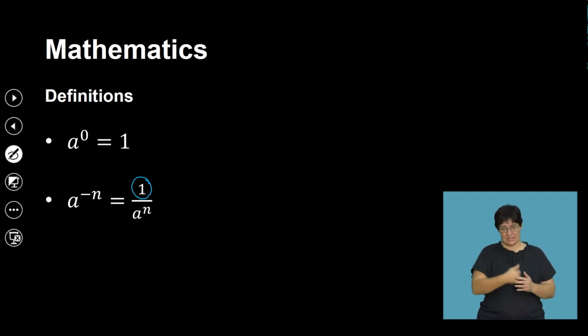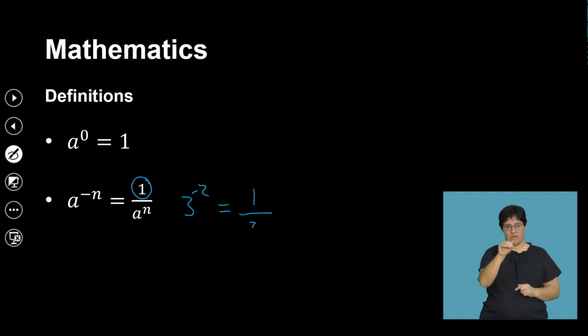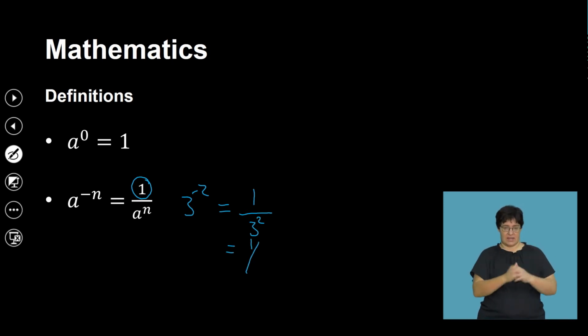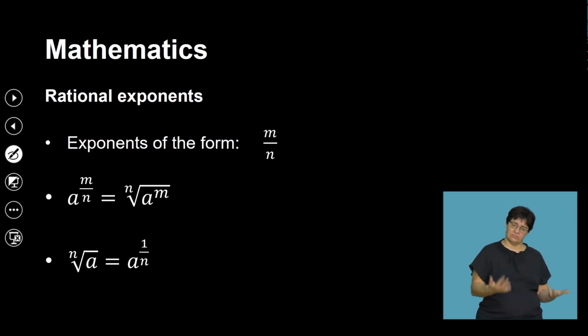Let's make a typical example. 3 raised to an exponent of negative 2. If you press your calculator on this, it will give you 1 over 9. But let me show you how that comes about. So it's 1 over 3 squared, and then 3 squared we know is 9, therefore it's 1 over 9, which is the answer that you will then get should you press your calculator with 3 raised to an exponent of negative 2.